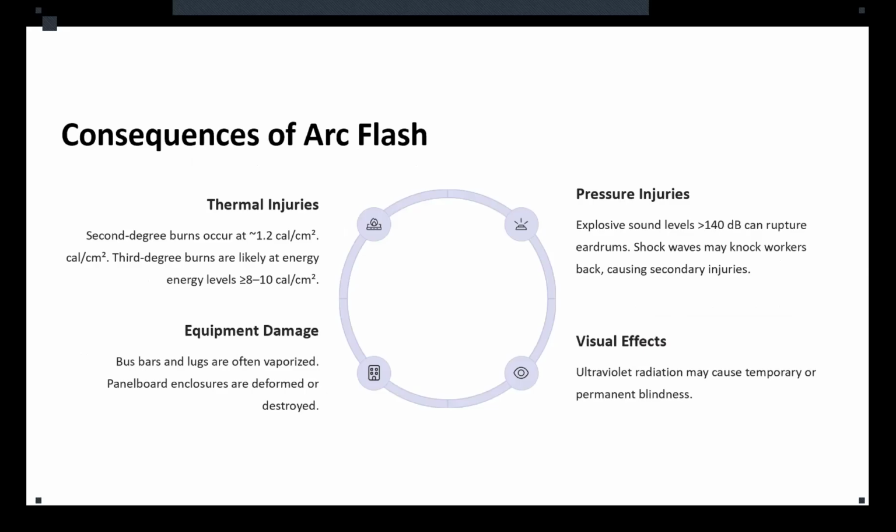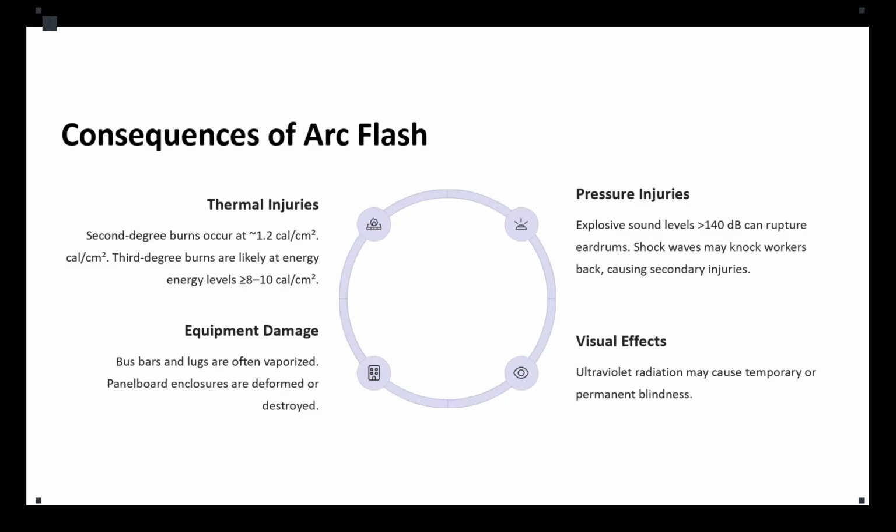Now that we discussed what causes an arc flash, we also need to address a more sobering question, which is what happens when an arc flash actually occurs. Now, the consequences are often catastrophic, not just for the worker, but also for the equipment and the facility. So an arc flash is not just an inconvenience or a minor operational event. It is a life-threatening explosion.